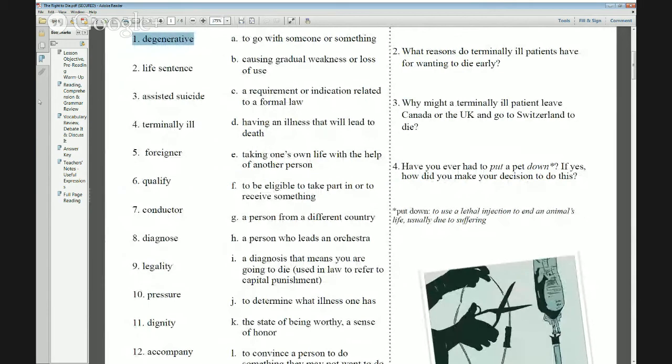The first one would be B, causing gradual weakness or loss of use. So maybe somebody has a degenerative heart issue, for example. All right, number 2, life sentence. In this case, it's a diagnosis. That means you're going to die. And it's used in law to refer to capital punishment, actually. So that's a life sentence.